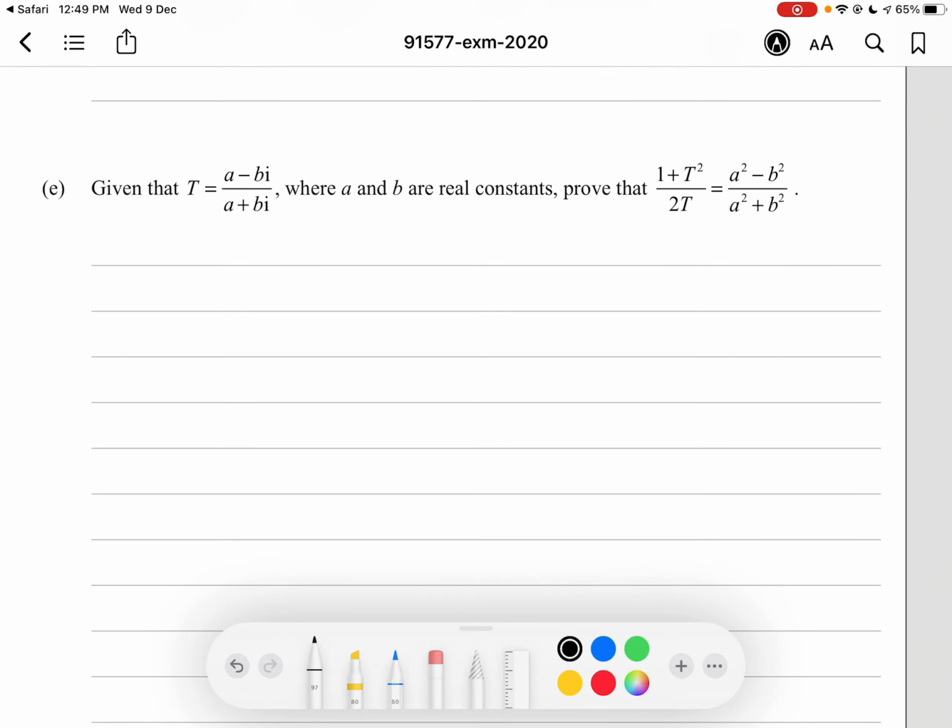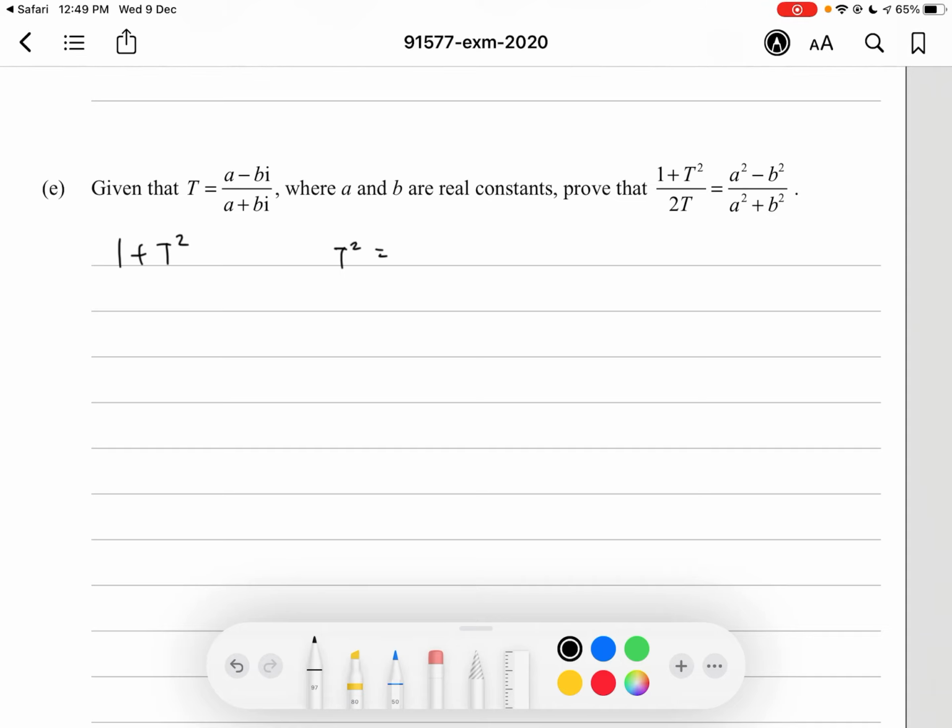So question E: given that t = (a − bi)/(a + bi), where a and b are real constants, prove that (1 + t²)/(2t) = (a² − b²)/(a² + b²). For this question, I found it's a good idea to not try to rationalize anything too early, so just keep it unrationalized for the time being. I like to find an expression for 1 + t² and then find an expression for 2t. So we find an expression for 1 + t² first.